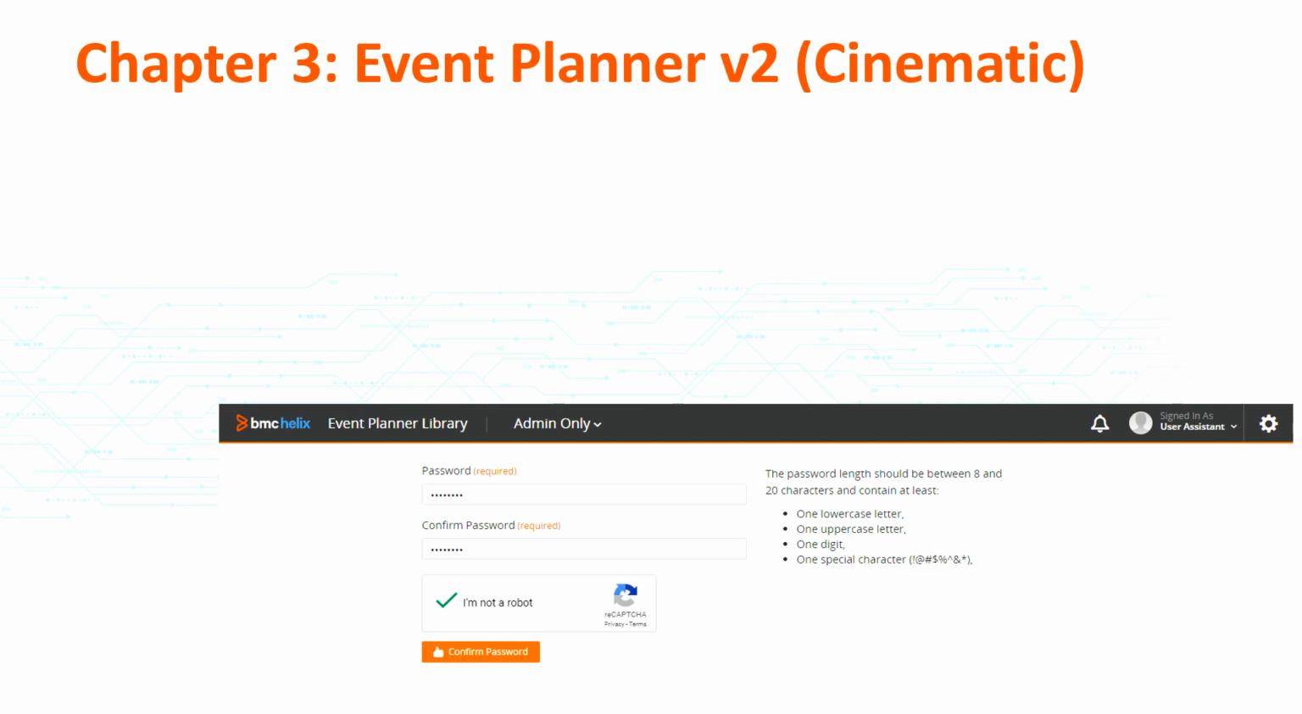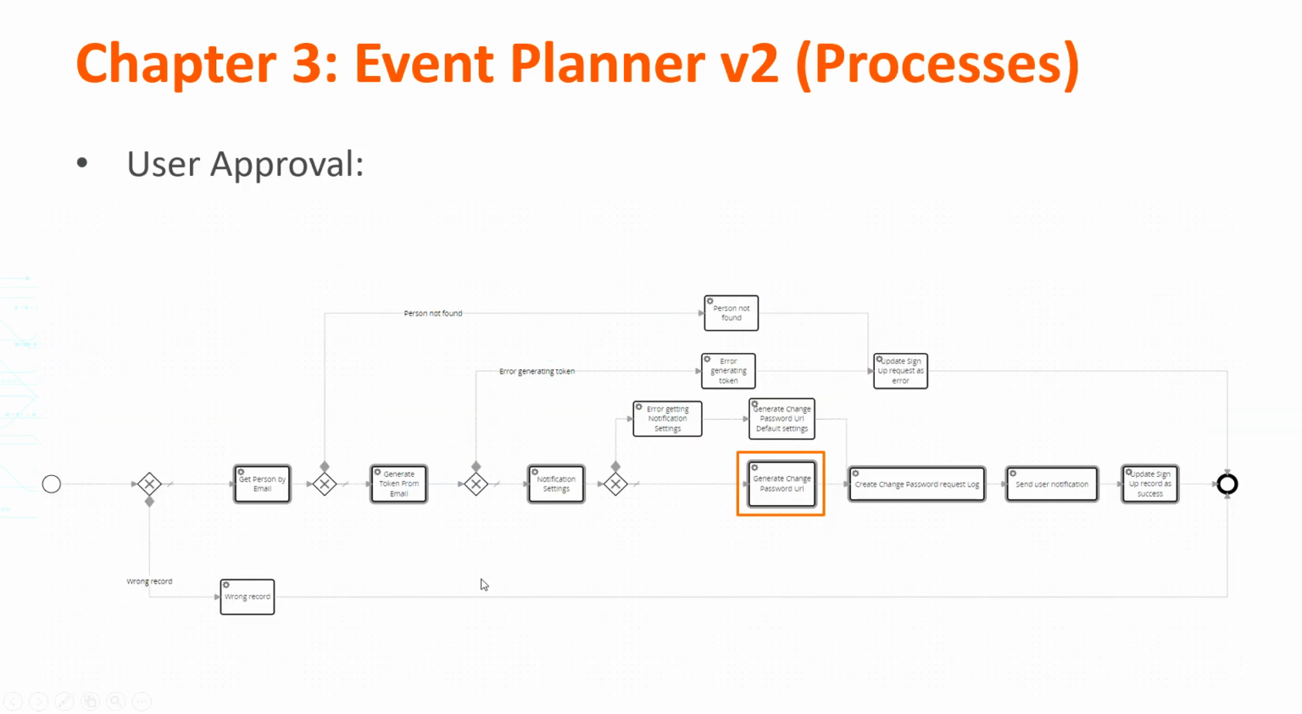Magic. So when the user clicks on the link, he is automatically logged in and taken to this page where I can set the password. Here is a custom field for the password field, and it is actually linked to a regex to check that there is one lowercase letter, one uppercase, one digit, and one special character. And I reuse my view component here, the CAPTCHA.